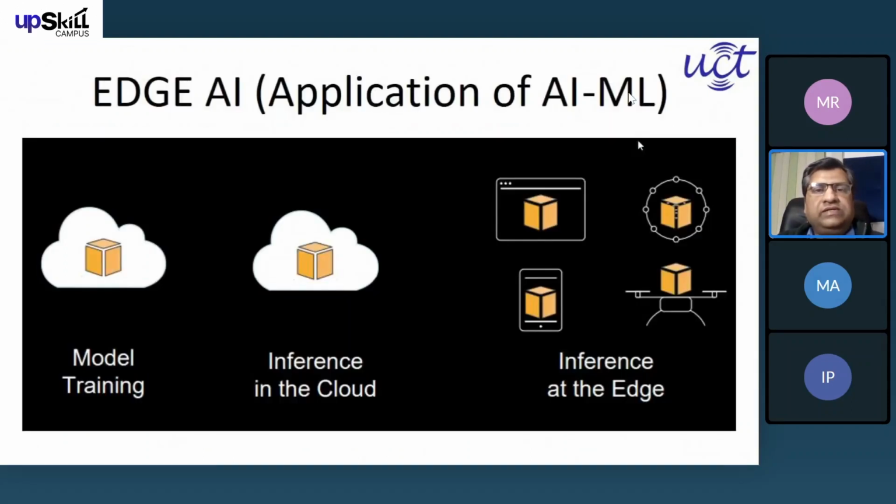Then edge AI is the application of AI and ML where we can implement intelligent decisions. Instead of the cloud, we can do it at the edge side, the device side or the gateway side. This is very important for industry because these are very time-critical decisions we have to take. And if we implement it on the cloud, it would be very much delayed. That's why the important decisions have to be taken at the edge side. And AI is very much preferred for that.